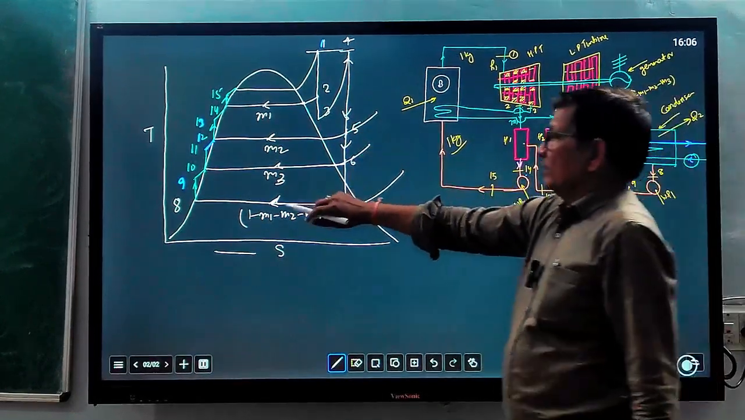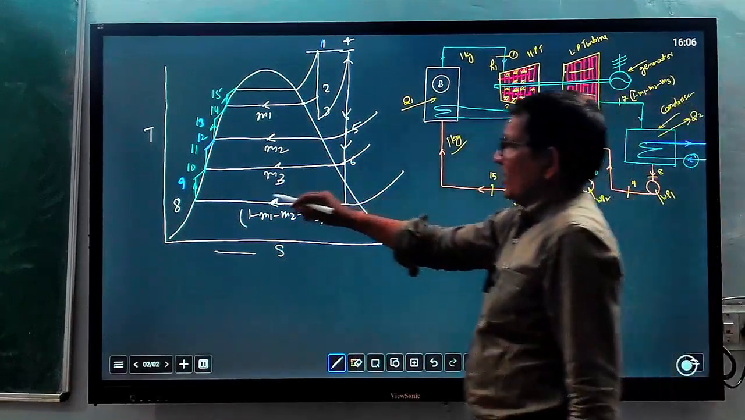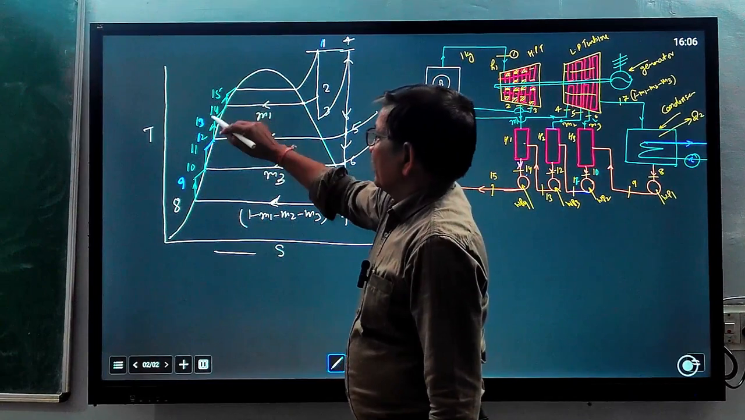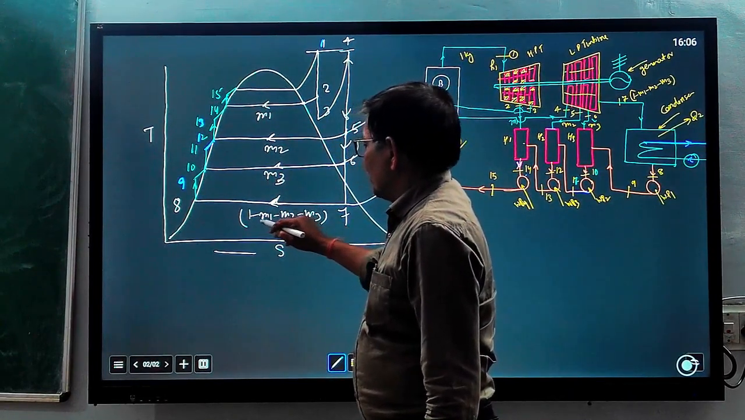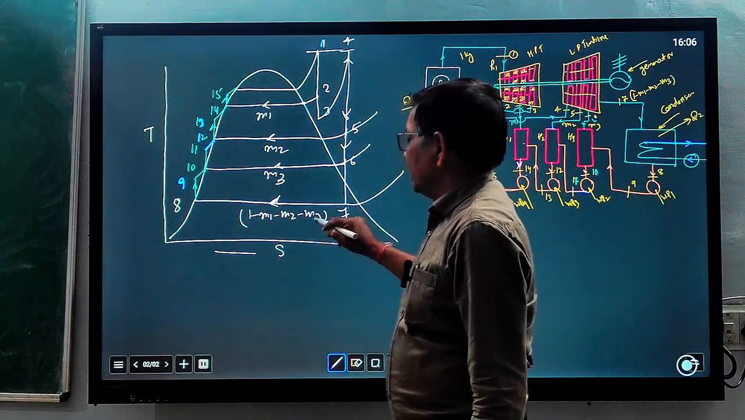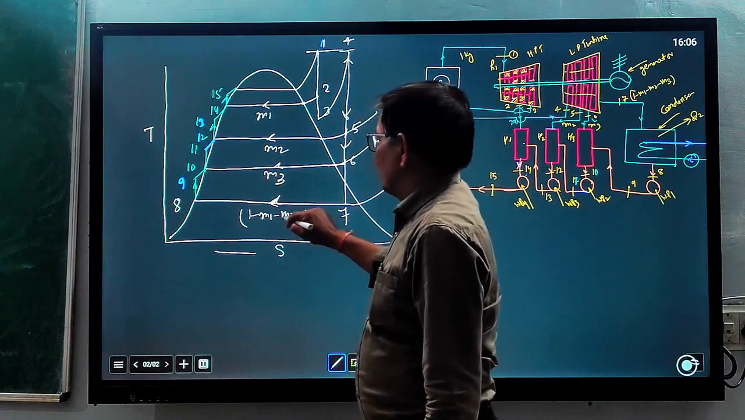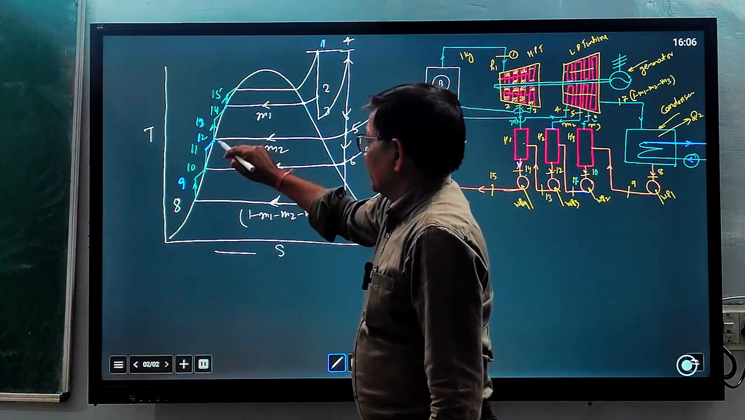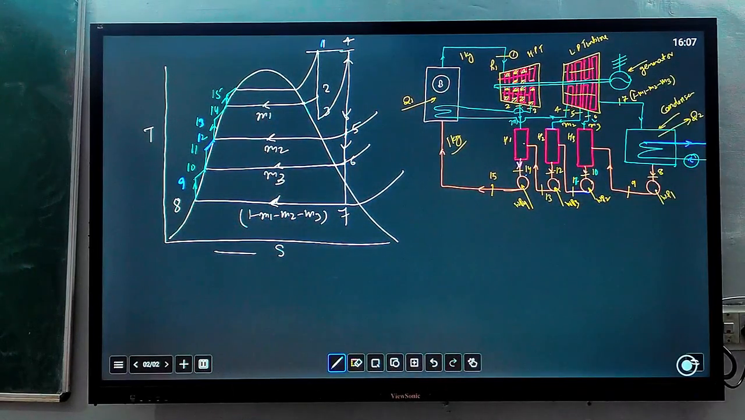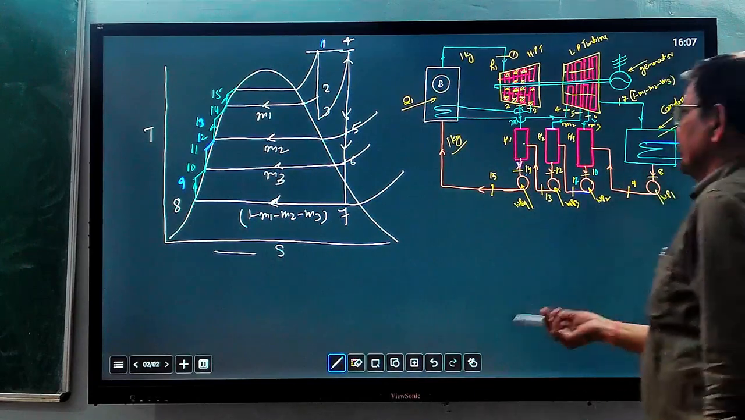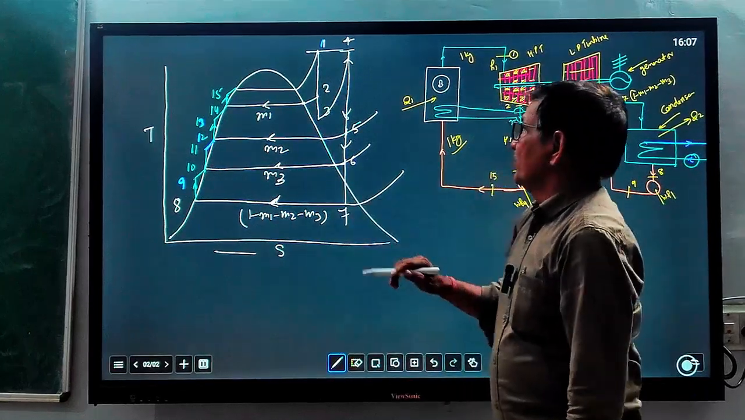As you move up, more and more quantity is handled, because pump 1 will take only 1 minus M1 minus M2 minus M3 kg, and pump 2 will take M3 added to 1 minus M1 minus M2, pump 3 will take 1 minus M1, pump 4 will take only 1 kg. So this is a cyclic process on the TS diagram. The same process can also be represented on the HS diagram, but this is more convenient.